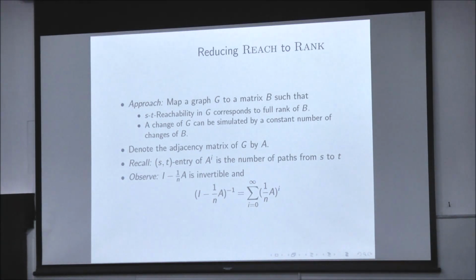And you can prove this because it's invertible. Why is it invertible? Because this is a diagonally dominant matrix and it is invertible. Therefore, you can even just multiply out both sides by I minus A/n and verify that the sides are identical.